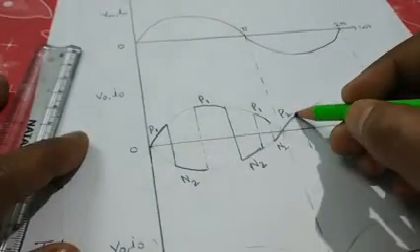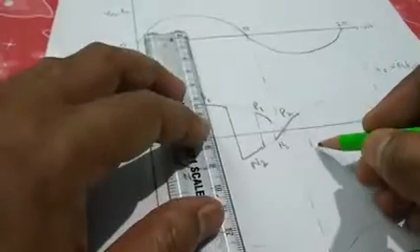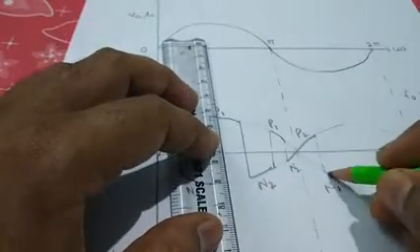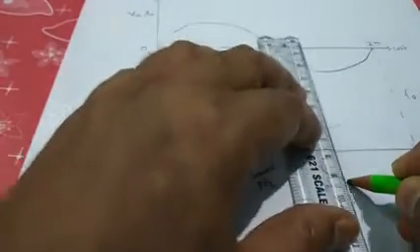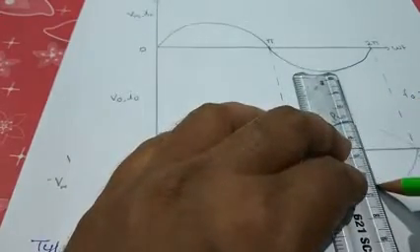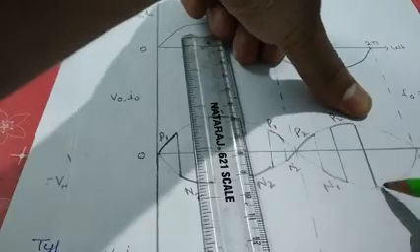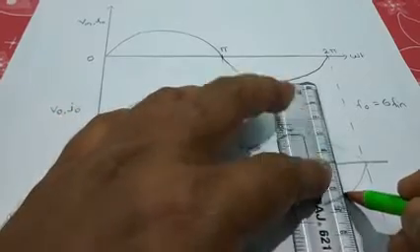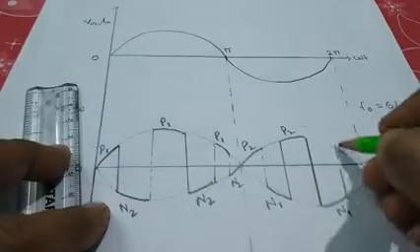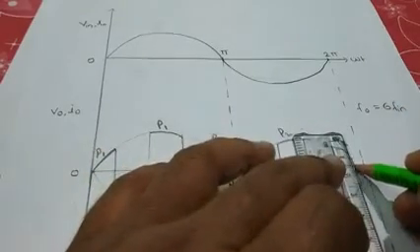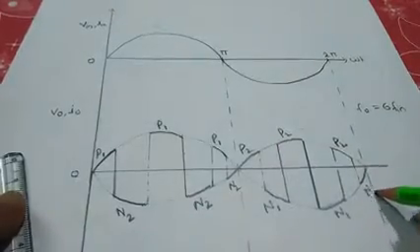So again P2 is triggered and P2 will be forcefully commutated here, and at the same time we will turn on N1. Again N1 will be forcefully commutated here, and again P2 will be triggered here. Again P2 will be forcefully commutated here, and again N1 will be triggered here. Again N1 will be forcefully commutated here, and P2 will be triggered here. Again P2 will be forcefully commutated here, and N1 will be triggered here.